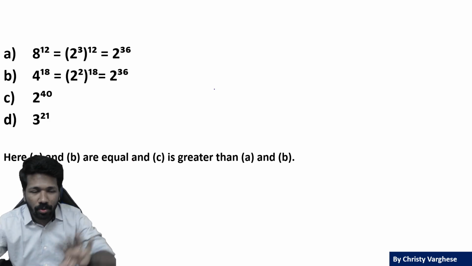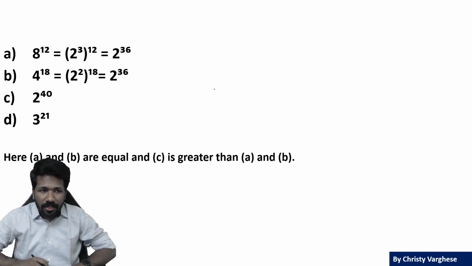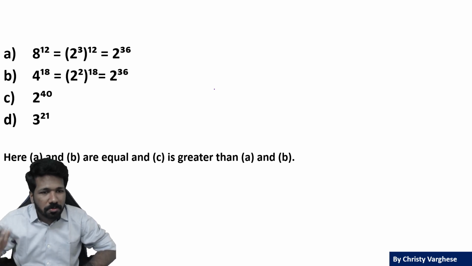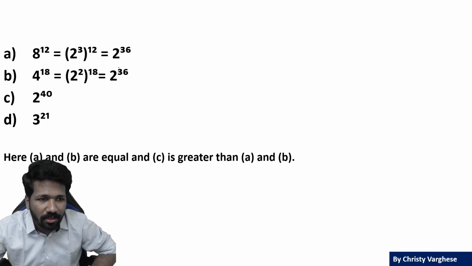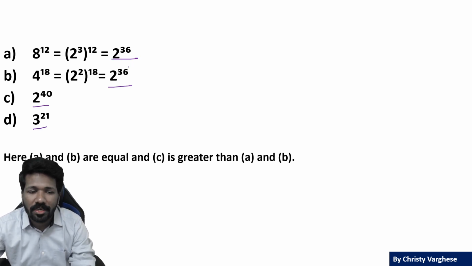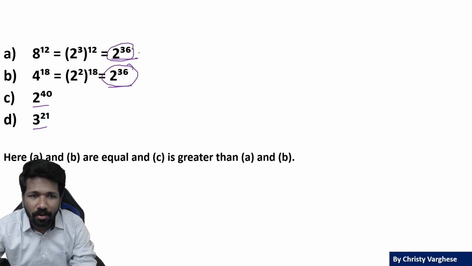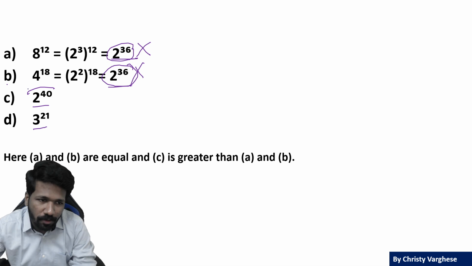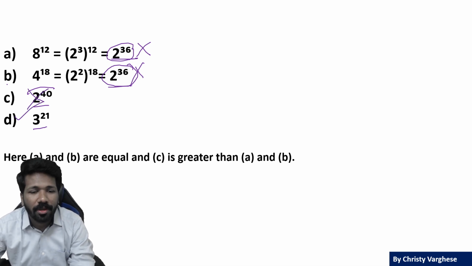I will just conclude this once more. Option A, option B, option C, option D. When you simplify it, you will get one option as 3 raised to 21, another option 2 raised to 40, and 2 options are 2 raised to 36. So both of the 2 raised to 36 cannot be the answer because there will be 2 options that are correct. That is impossible. So 2 raised to 40 was already eliminated. The only remaining option, 3 raised to 21, should be the correct answer.